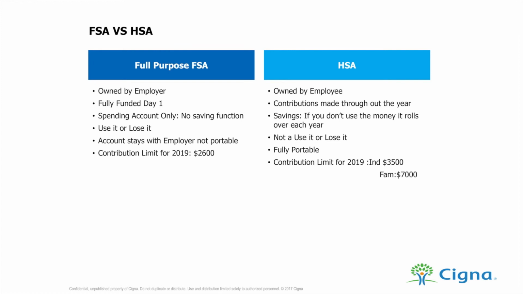So the contribution limit for the full purpose flexible spending is $2,600. So the most that you can contribute is $2,600. For that health savings account, for an individual, you can contribute up to $3,500, and then for a family, $7,000.